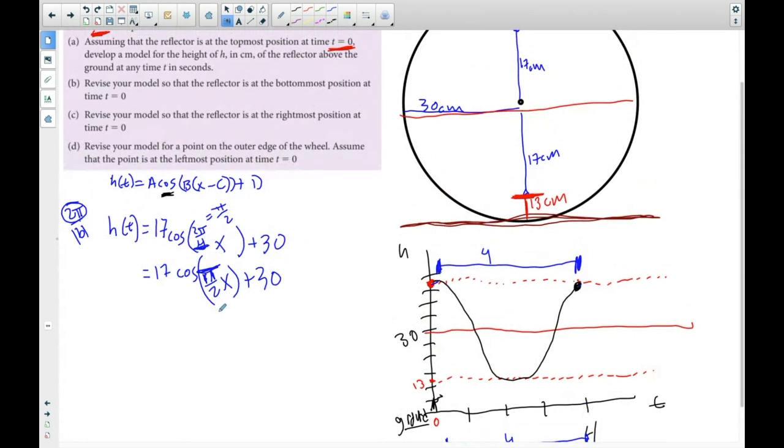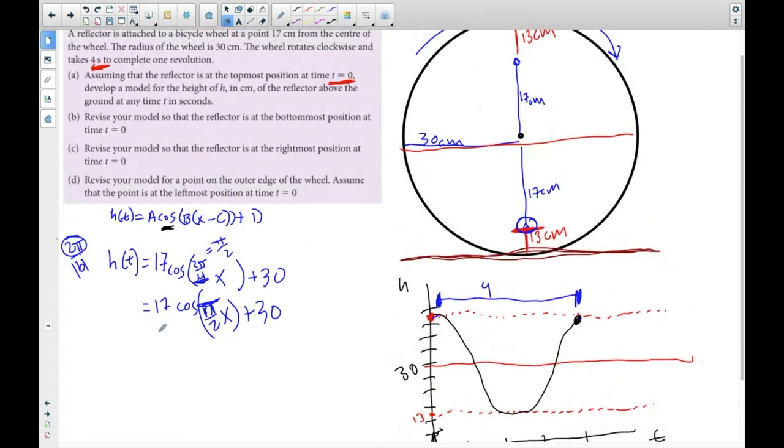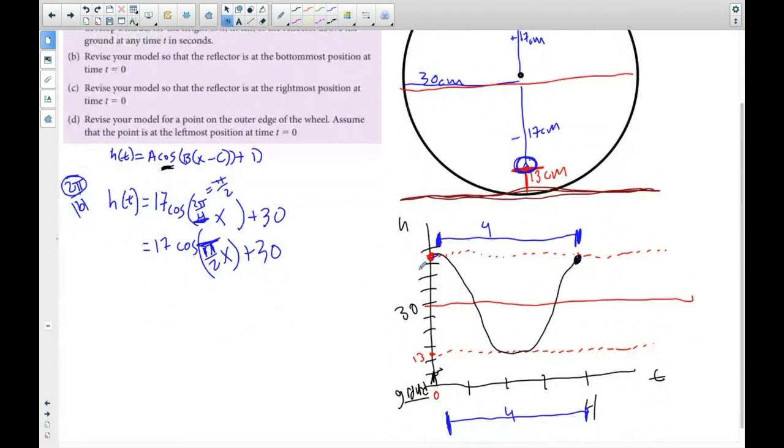Now for part B, it says, okay, revise your model so that the reflector is at the bottommost position. That means it wants to be down here. That's the bottommost position. And the way I do that is I think about it conceptually. If this represents the model, how do I represent the model when I'm down here? Well, technically, you have positive 17 up here, up 17, and then this one's down 17. For part B, you just say, oh, it's negative 17 cosine pi over 2 x plus 30, and that's it. That represents you're at the bottom part of the function.